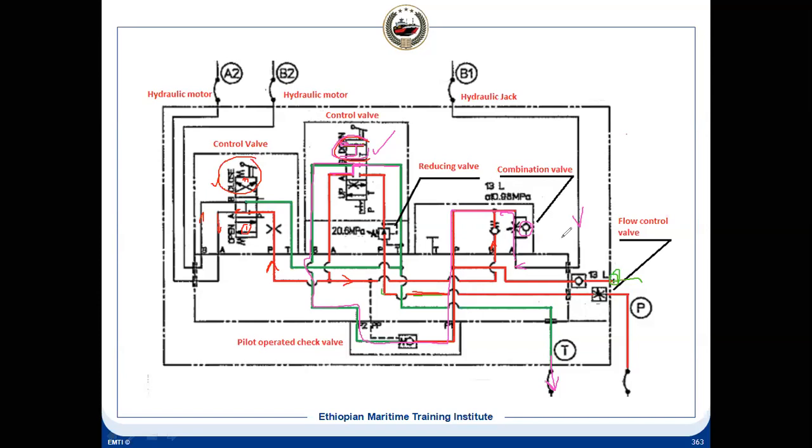So this is the arrangement for the hatch cover. Any question on this? All of you, have you understood how the circuit is? And there will be a pressure to be maintained. That is here, this is the pressure reducing valve, which is maintaining the system pressure to 20.6.